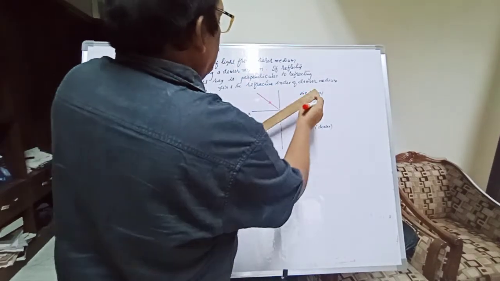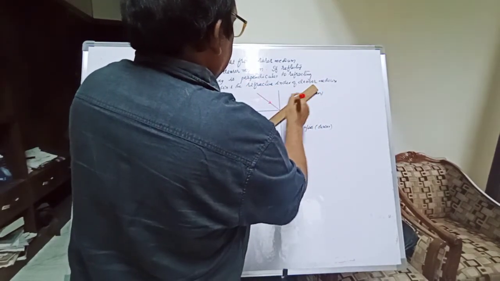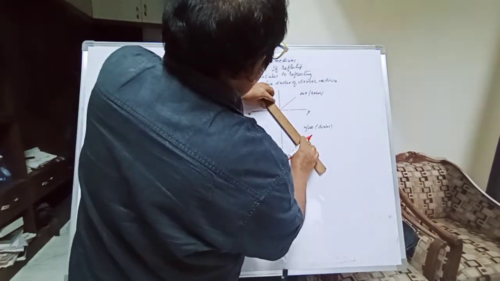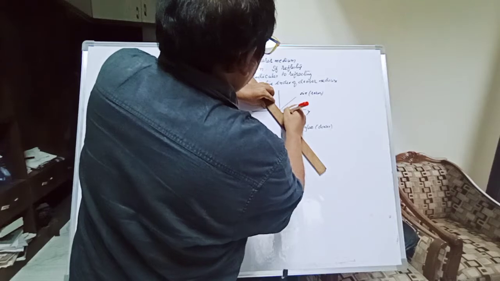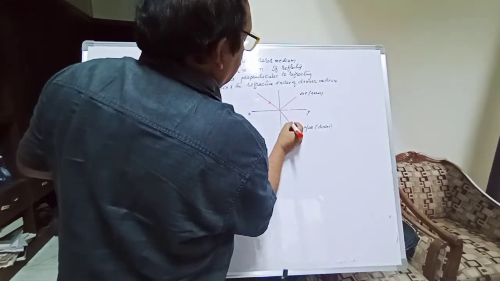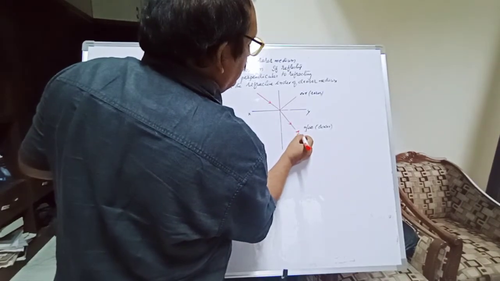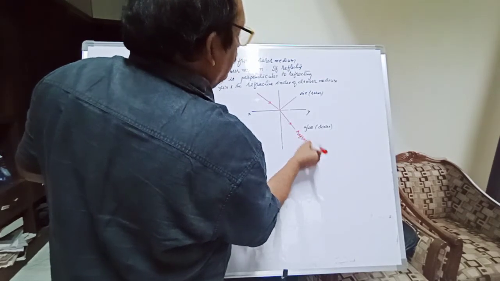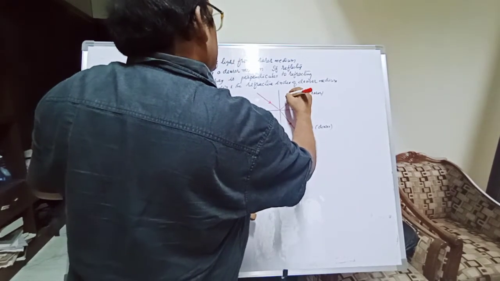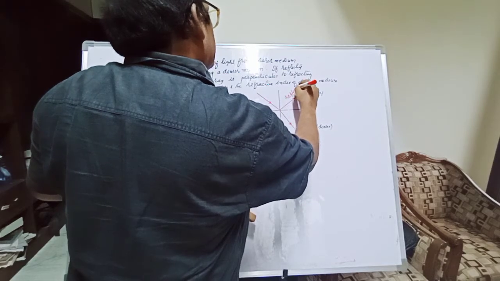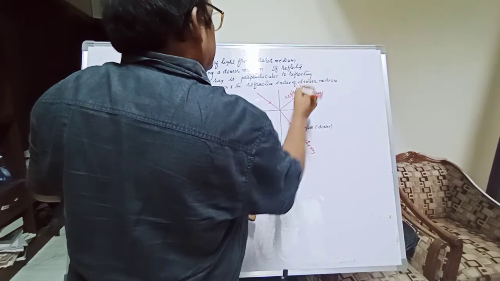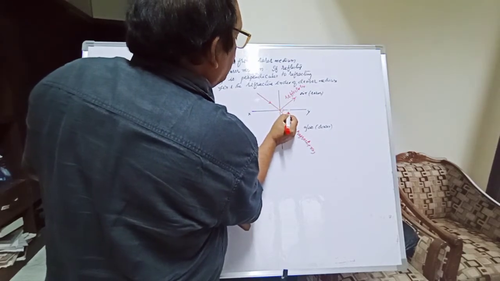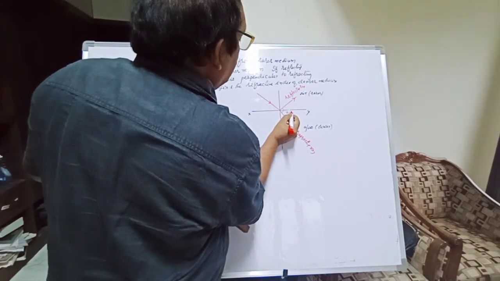So part of the light is reflected, and a part of the light is refracted. This is the refracting ray. This is the reflecting ray. The reflecting ray is perpendicular to the refracting ray, so this angle will be equal to 90 degrees.